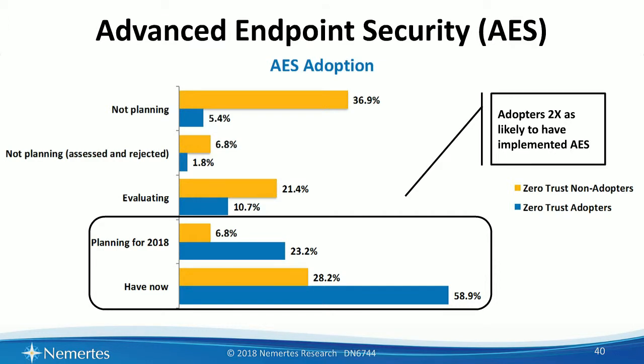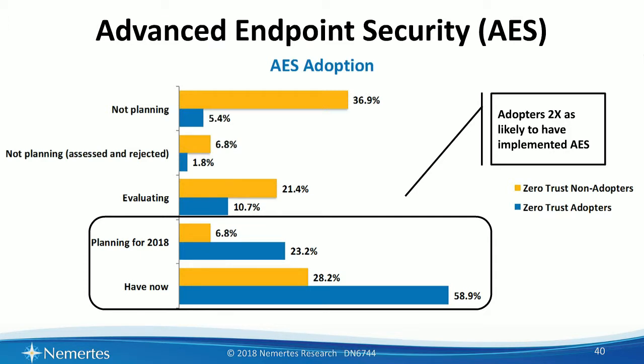Zero trust, because it's not just restricted to data centers, can encompass the use of advanced endpoint security, not just on servers, but also on mobile devices and even on laptops and desktops. We see that folks doing zero trust are twice as likely to have implemented advanced endpoint security options as are the folks not adopting zero trust.